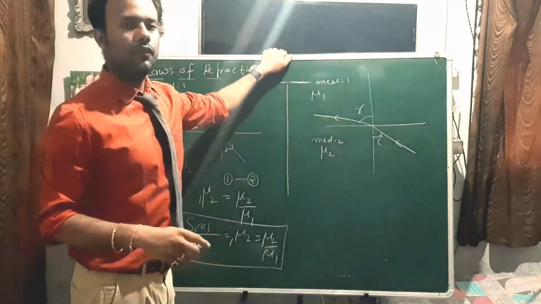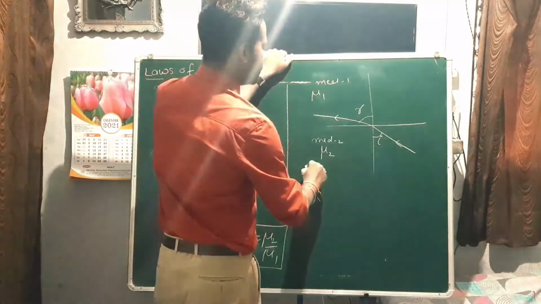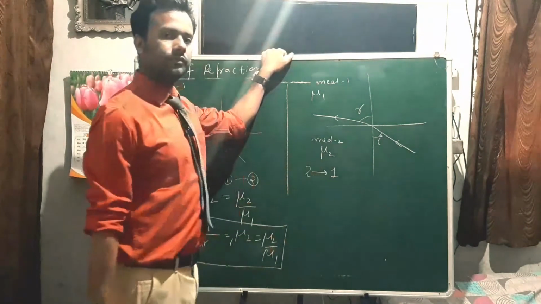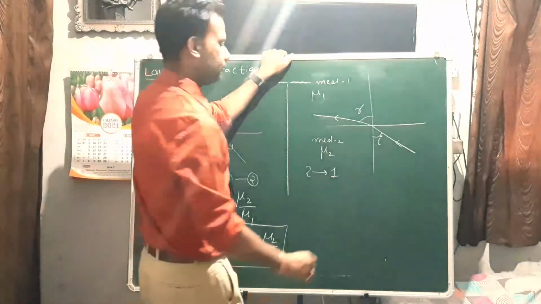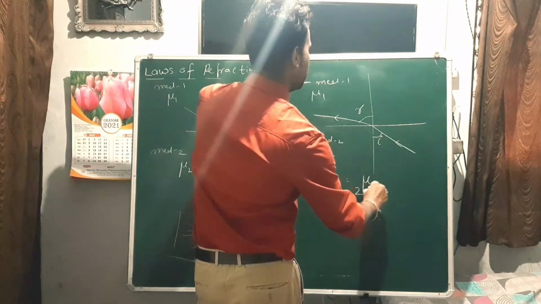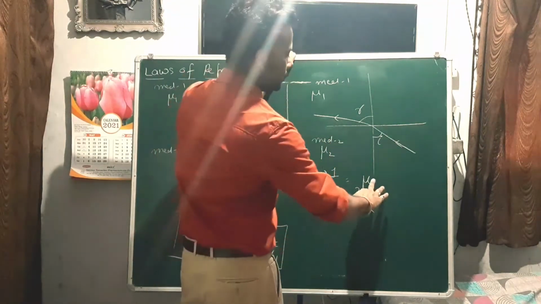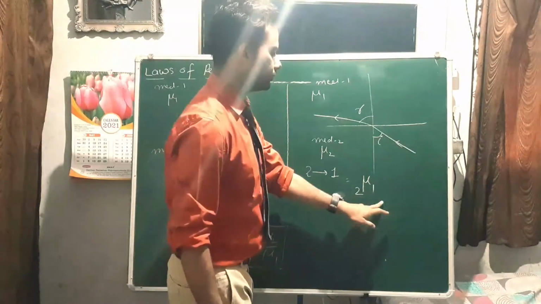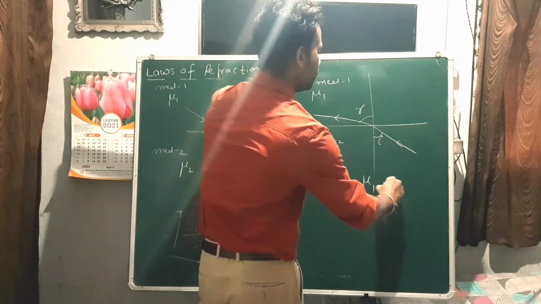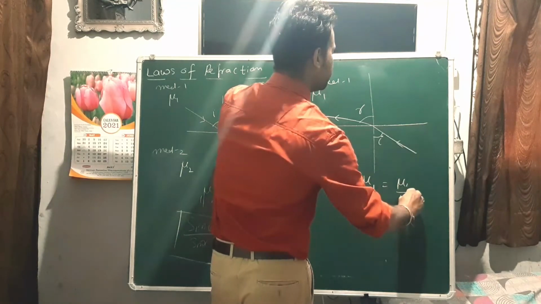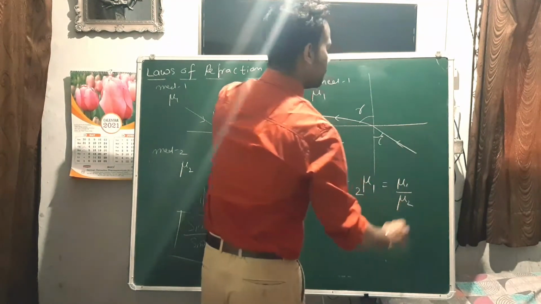So from where is light coming? Light is going from medium 2 to medium 1. So how do we write this? We'll write this as 2 mu 1, right? You can see here light is going from medium 2 to medium 1. What will be the value of 2 mu 1? That will be equal to mu 1 upon mu 2.